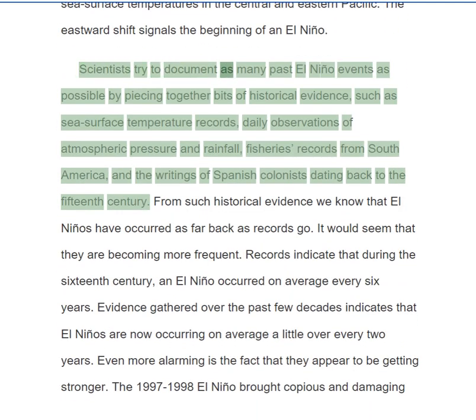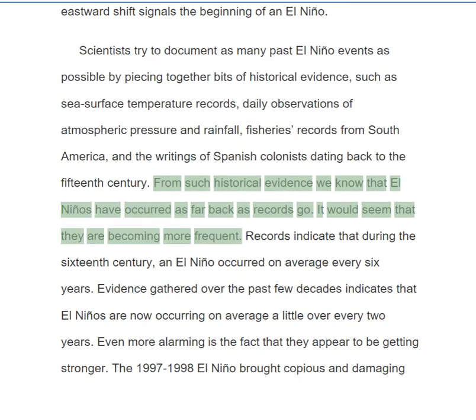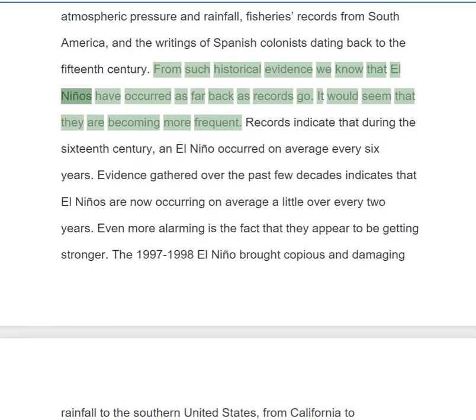Scientists try to document as many past El Niño events as possible by piecing together bits of historical evidence, such as sea surface temperature records, daily observations of atmospheric pressure and rainfall, fisheries records from South America, and the writings of Spanish colonists dating back to the 15th century. From such historical evidence, we know that El Niños have occurred as far back as records go. It would seem that they are becoming more frequent.